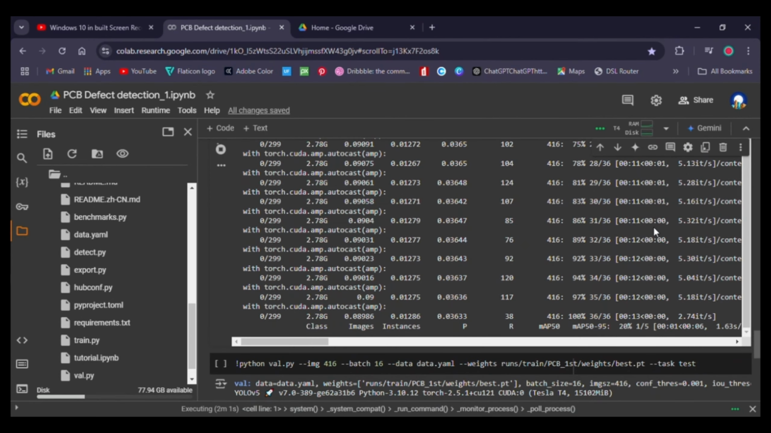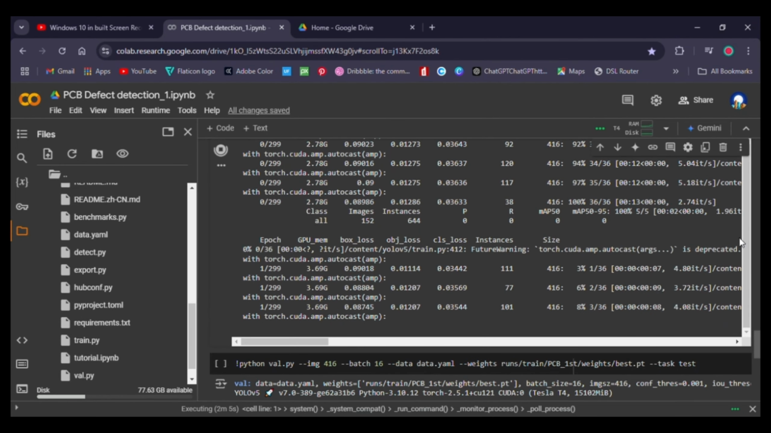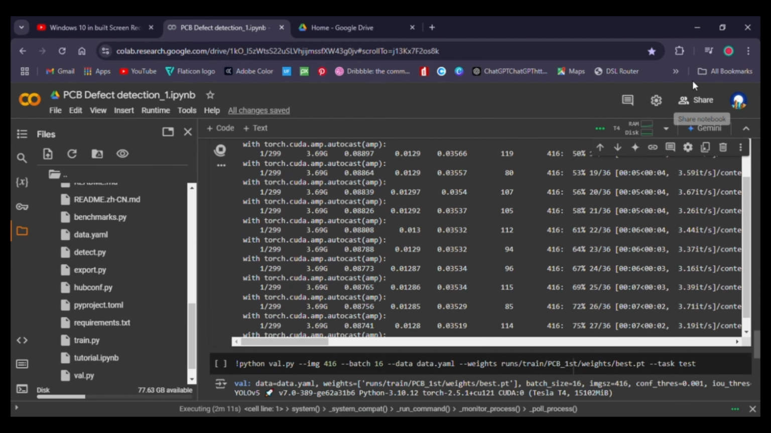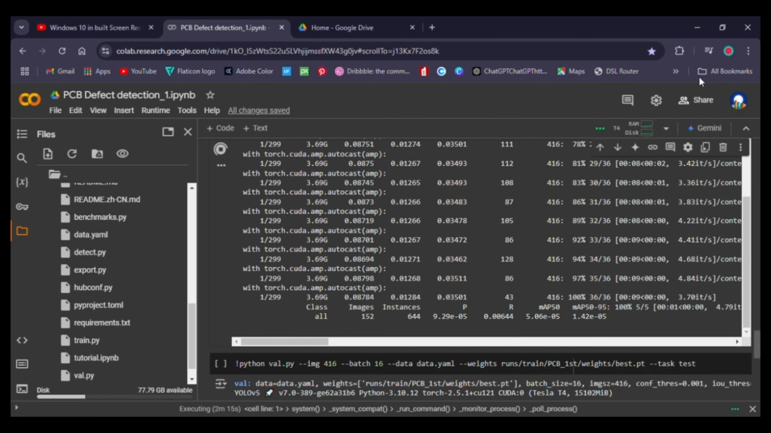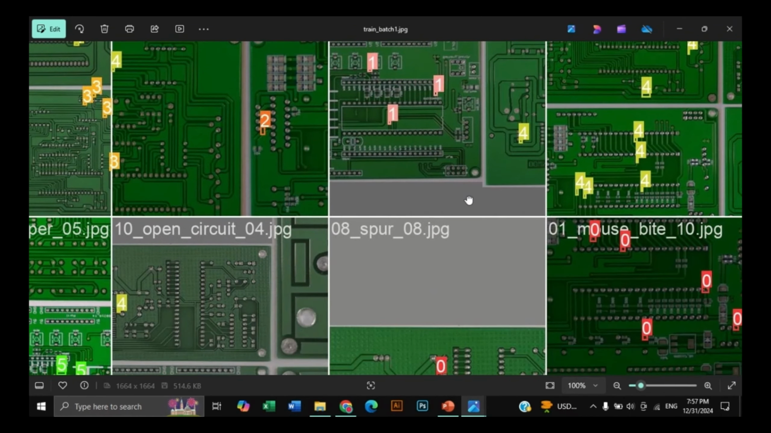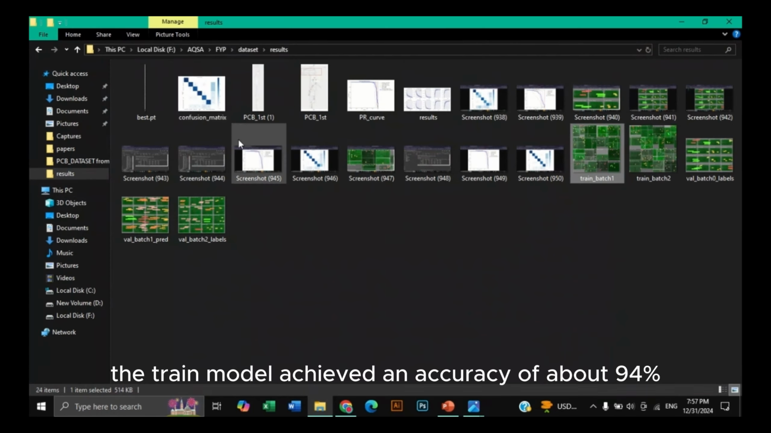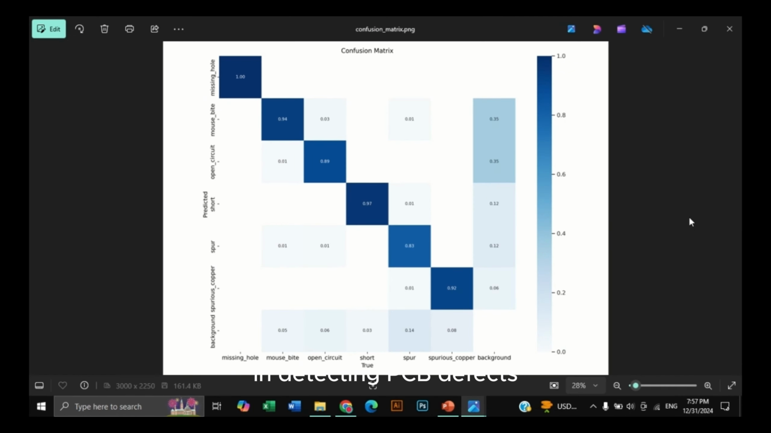After training, we evaluated the model using validation data, where it demonstrated promising results by effectively identifying defects. We evaluated the model's performance through metrics like the confusion matrix and precision-recall curve. The trained model achieved an accuracy of about 94% in detecting PCB defects.